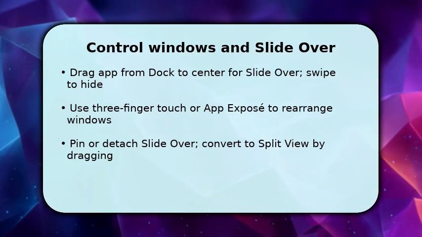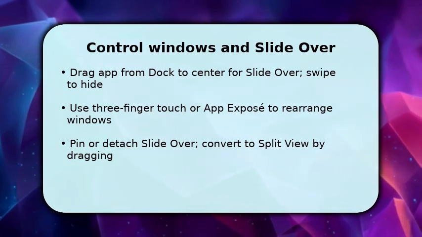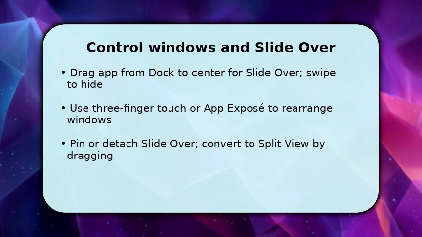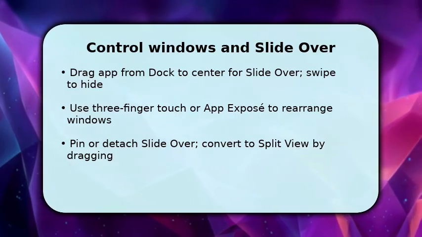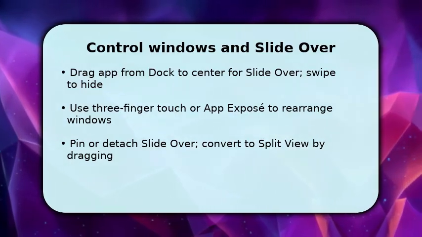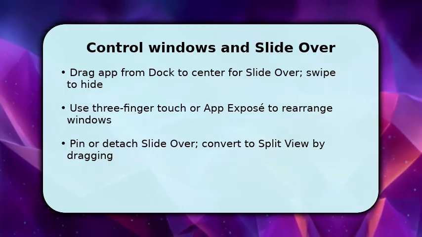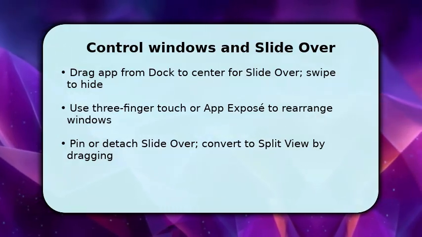Now you'll shape how windows behave and why each method helps. To create slide over, drag an app from the dock to float over the current view. Swipe it off screen to hide quickly. Use App Exposé or a 3-finger swipe to see all windows and rearrange them, because visual layout makes workflow faster.